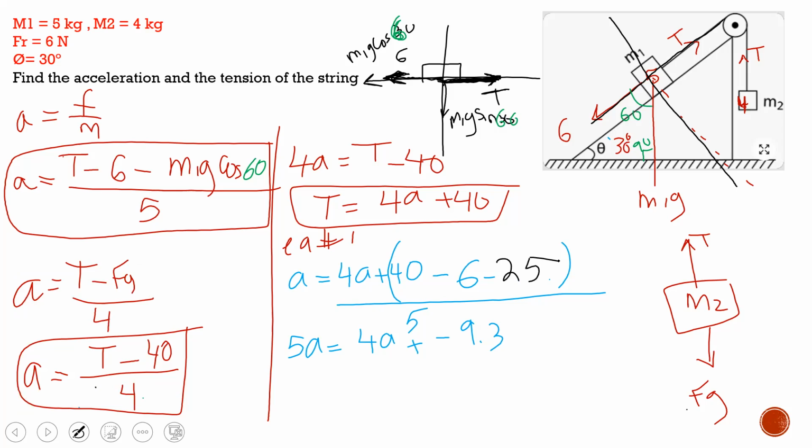The others, is it clear why? Let me repeat. Here it is inclined by 30. So if here is 30, then in this triangle, here it will be 60. So the angle between the x-axis and M1G is 60. So when it is resolved, it will be M1G cosine 60 and M1G sine 60.